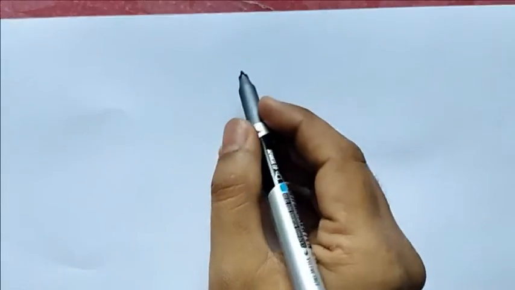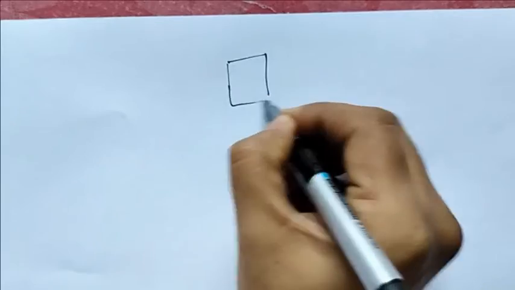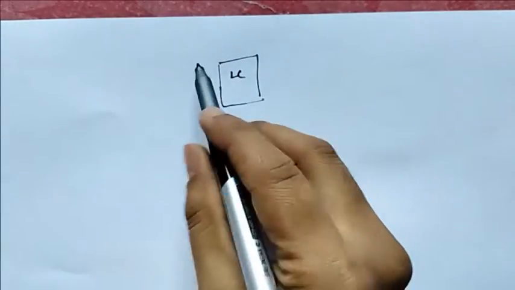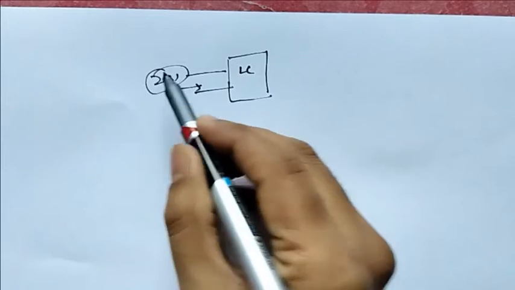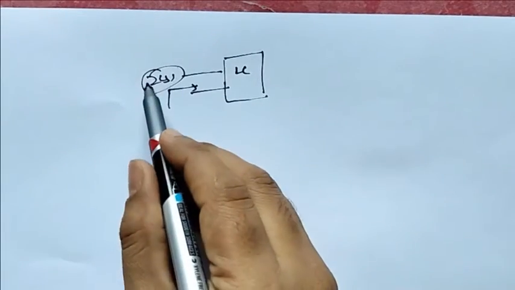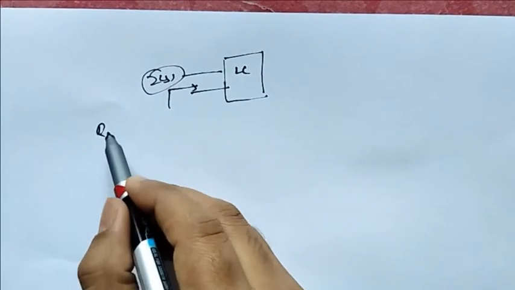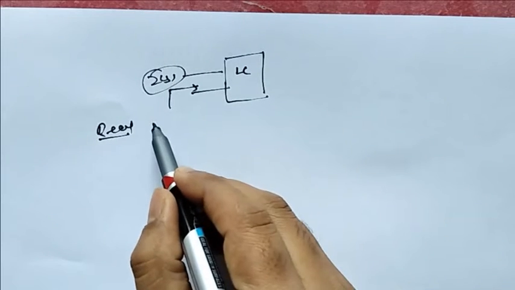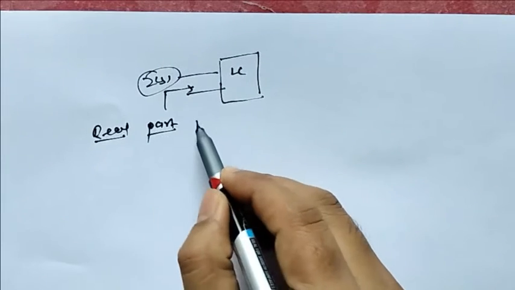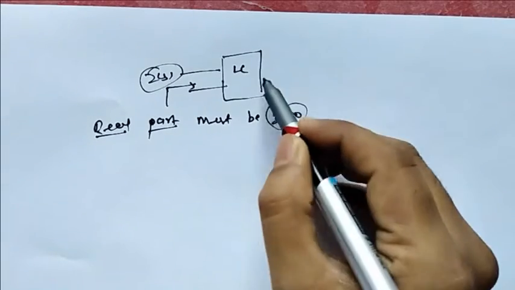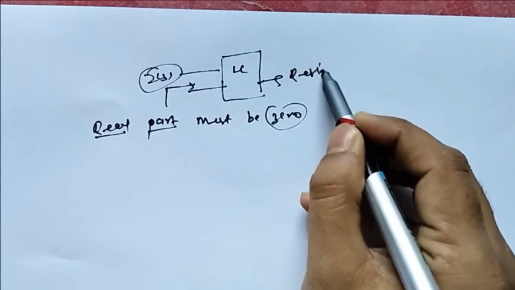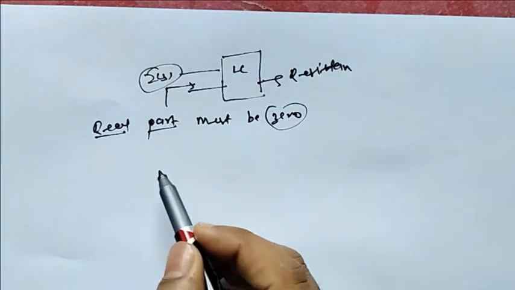Hello, today we are going to study the LC function. Now this is your LC function. Suppose you want to calculate Z(s), the impedance of this one. It means your real part must be 0, because there is no resistance in this one, so the real part must be 0.